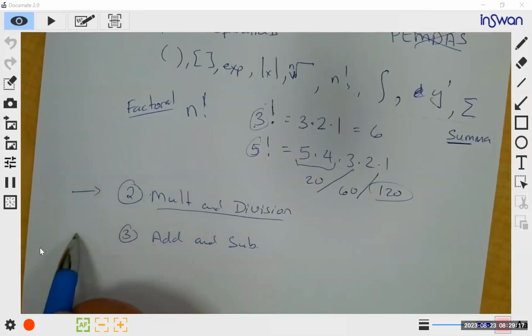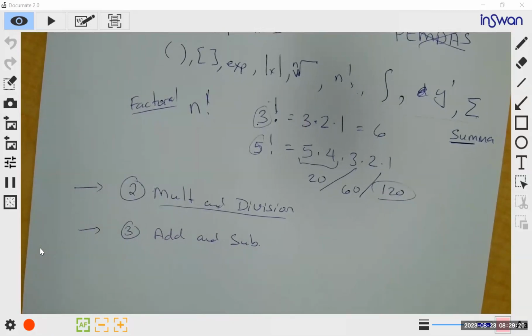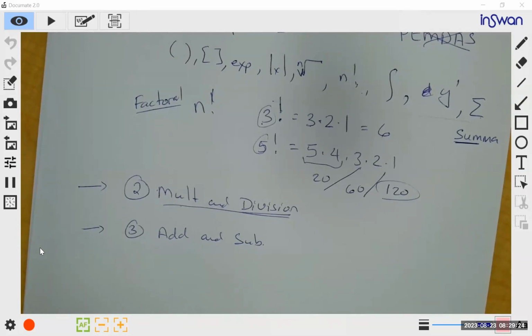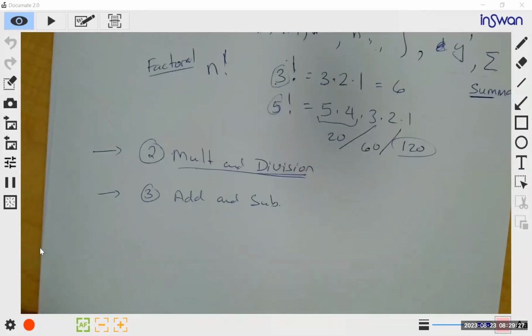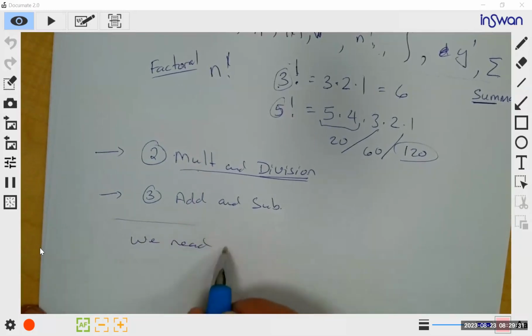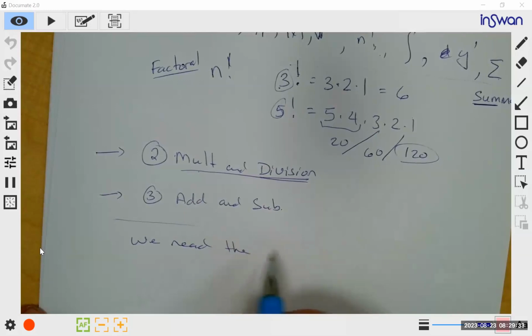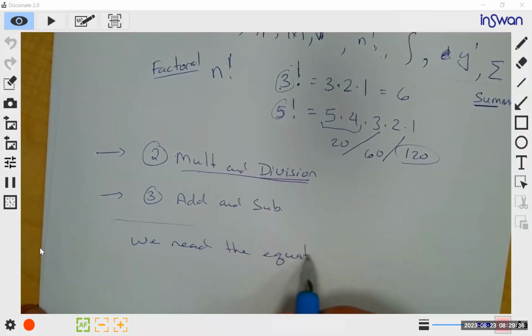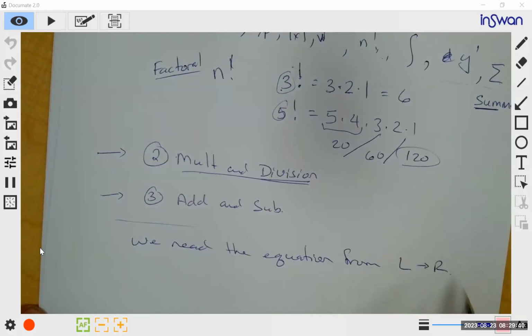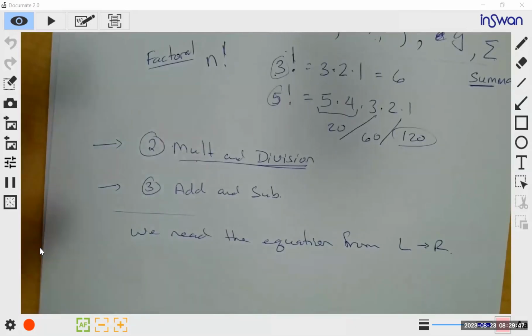Notice that they're in the same levels. Doesn't mean that division is more important than multiplication, or multiplication more important than division. Mathematics is a language. We read the equation from left to right. And we do whatever process we have to as we read left to right.